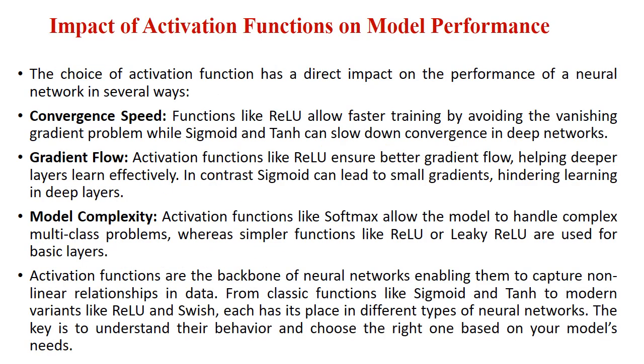Impact of activation functions on model performance. The choice of activation function has a direct impact on the performance of a neural network in different ways. First is convergence speed, where functions like ReLU allow faster training by avoiding the vanishing gradient problem. Second is gradient flow. Activation functions like ReLU ensure better gradient flow, helping deeper layers learn effectively. Third is model complexity.